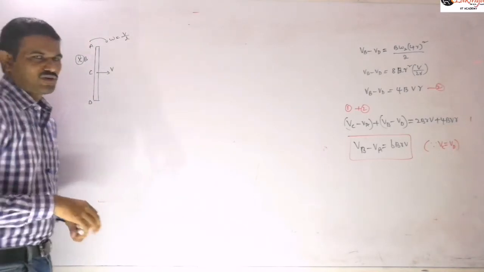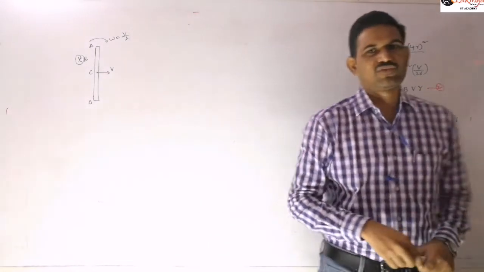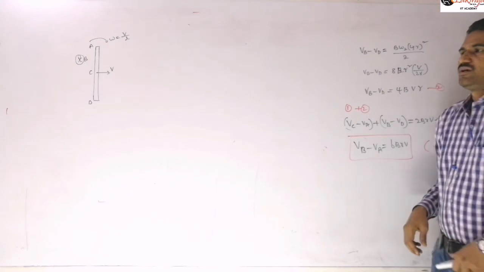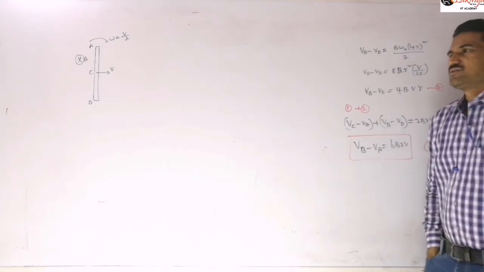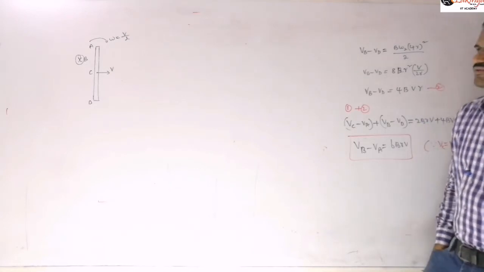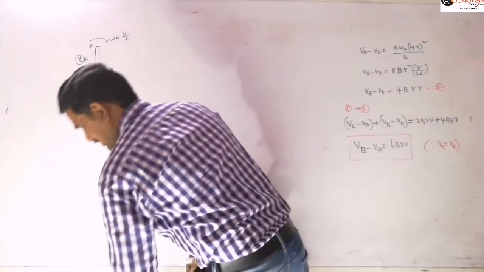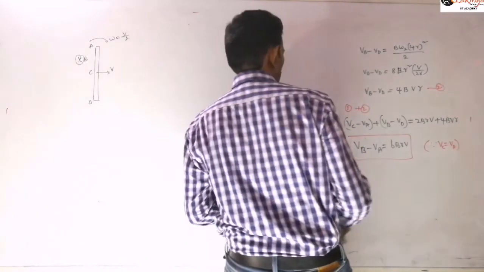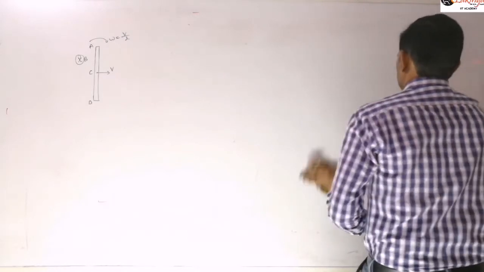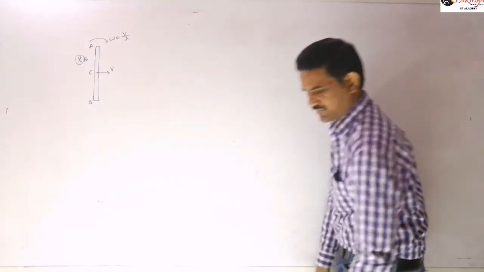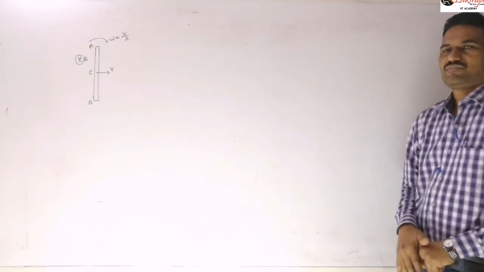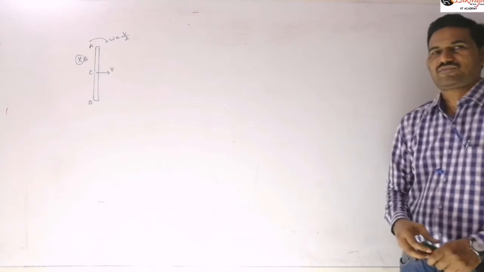A rod AB of length L is moving such that its velocity of center of mass is V, and angular velocity is V by L. It is moving in a normal magnetic field of induction B.